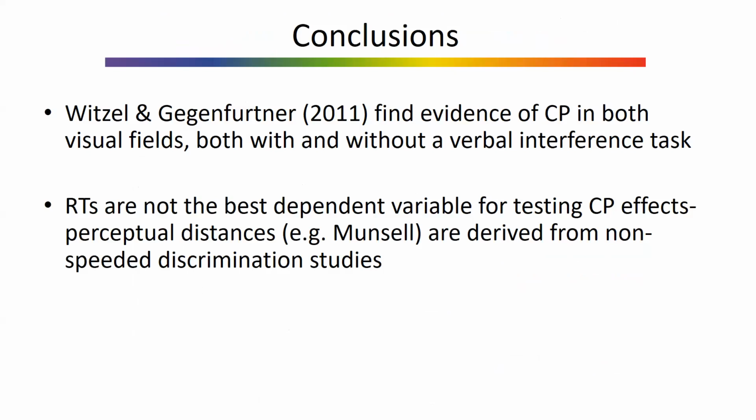And actually, Witzel and Gegenfurtner find that reaction times are slower for bluer colors than for grayer colors, and that this had inflated the reaction times in the within category, which includes bluish discriminations. And they suggest that reaction times may not be the best dependent variable when testing categorical perception, because if you think about how the color spaces were defined, they are defined by using non-speeded discrimination.